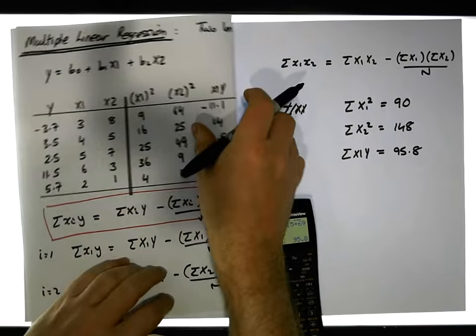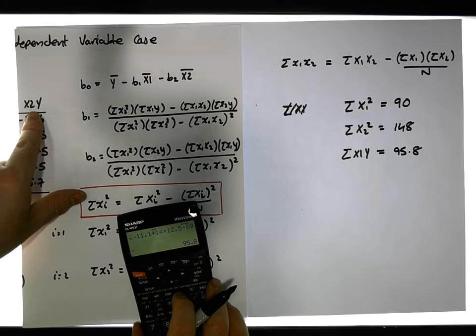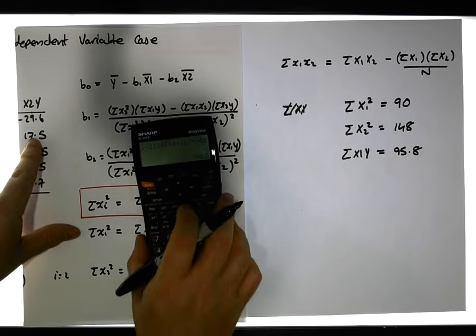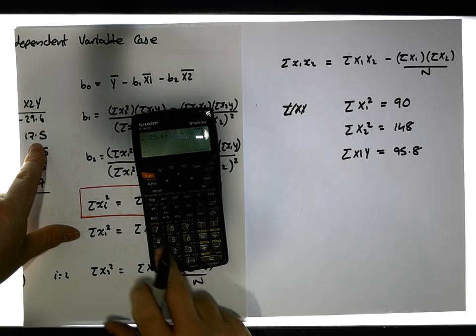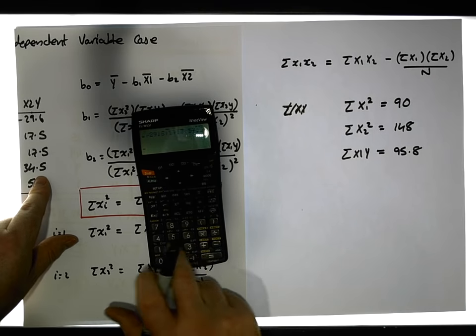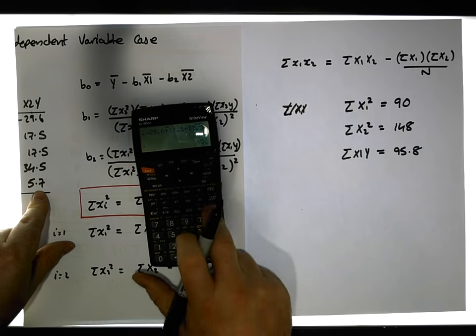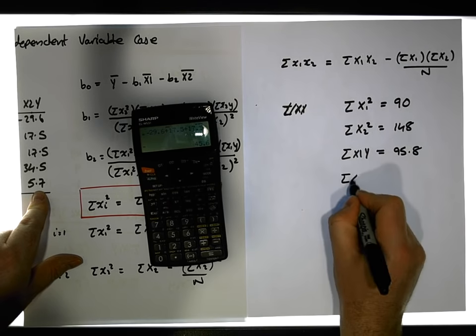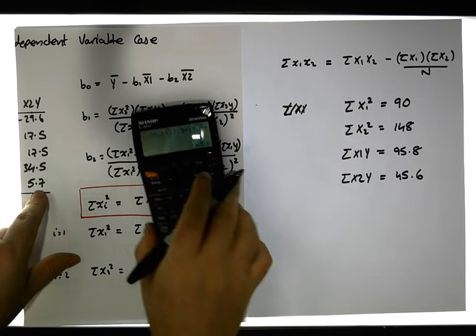And then finally, let's have a look here. The final one, this row, is the cross product of the second independent variable with the dependent variable: minus 29.6 plus 17.5 plus 17.5 plus 34.5 plus 5.7 gives us a value of, the sum of the x2y values is equal to 45.6.